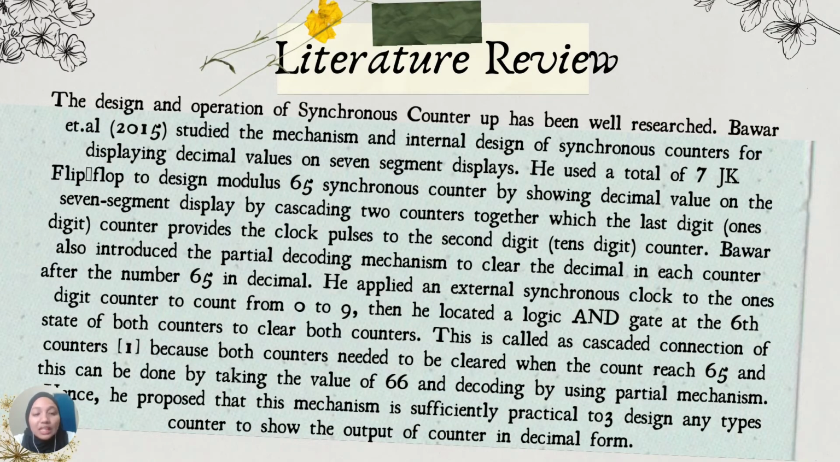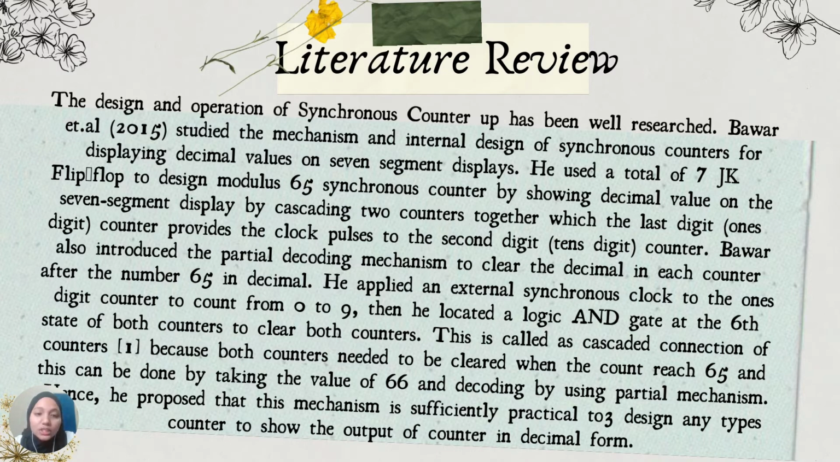For the literature review, the design and operation of synchronous counters has been well researched. Bauer described the mechanism and internal design of synchronous counters for displaying decimal values on 7-segment displays. He used a total of 7 JK flip-flops to design a modulo 65 synchronous counter, showing decimal values on the segment display by cascading two counters together, with the last digit, the ones digit counter, providing the clock pulse to the second digit, the tens digit counter.